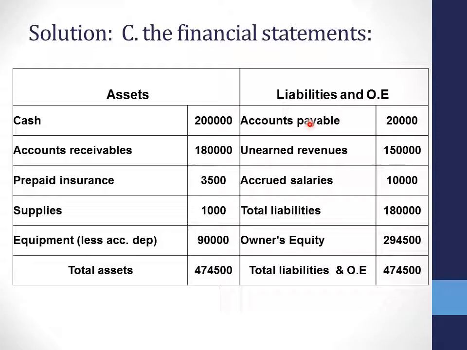طيب ننقل الناحيه الثانيه، من الادجستد ترايل بالانس اللي احنا عملناه هجيب اللايبيلتيز، accounts payable, unearned revenues, accrued salaries، كل دي liabilities، واضيف عليهم الاونرز ايكويتي اللي انا حسبتها في الاونرز ايكويتي ستيتمنت علشان اطلع التوتال liabilities and owners equity اللي طبعا لازم يتساوى مع التوتال ايه، مع التوتال assets.